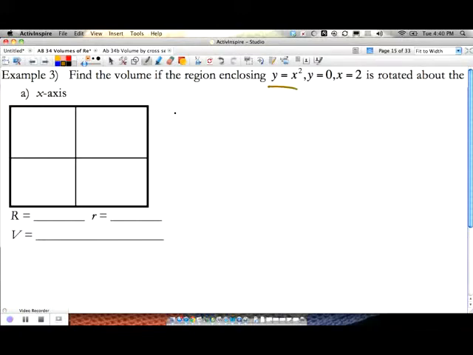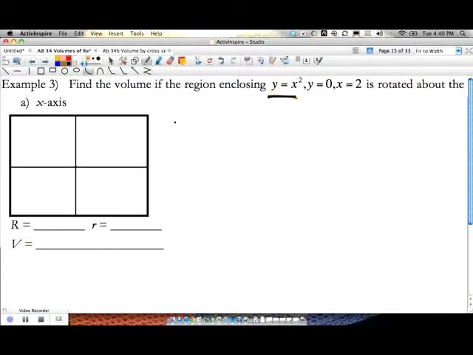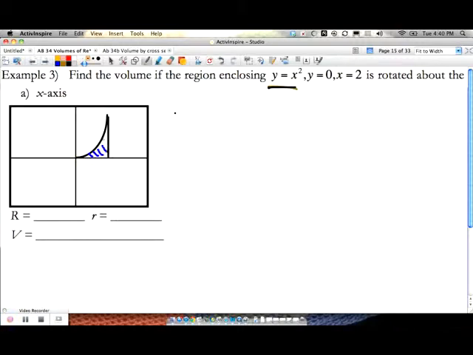Alright, example 3. Notice here that we're going to start getting into some curves. So we're looking at the curve y equals x squared. Luckily I have a curve type drawing tool. And let's go ahead and get ourselves set up here. So if we're trying to get this curve going, we're looking at this bounded region. It's bounded by the x-axis, or the equation y equals 0, the equation x equals 2, and the curve y equals x squared.